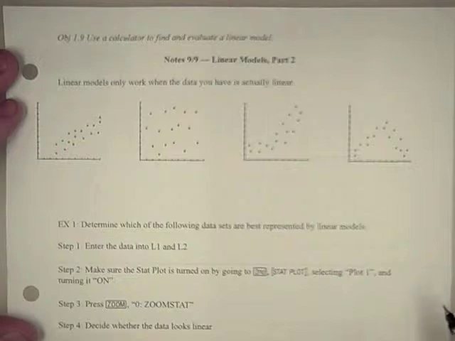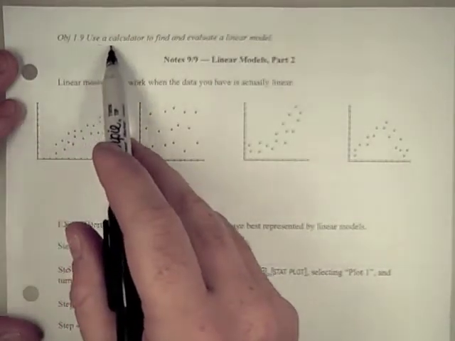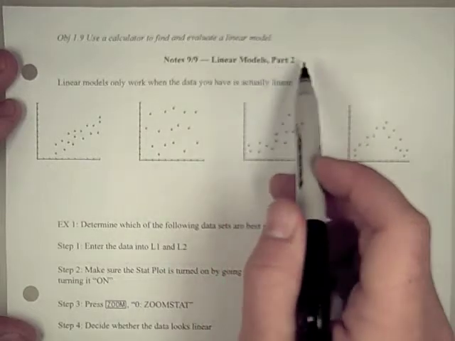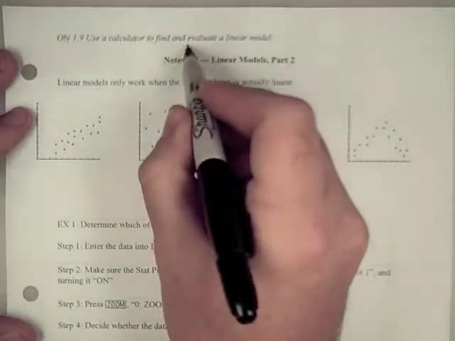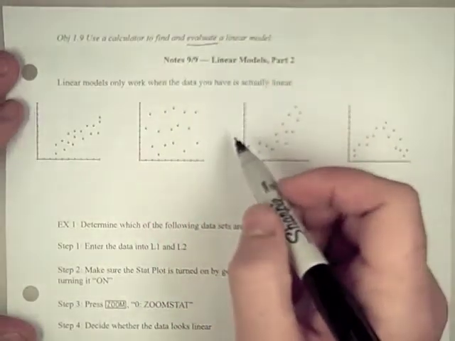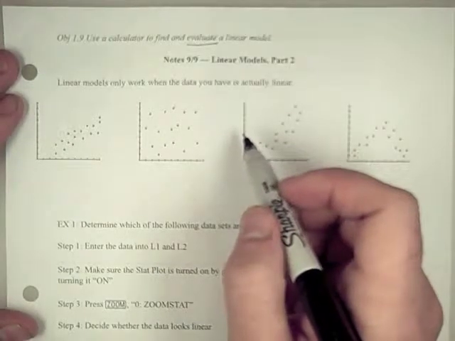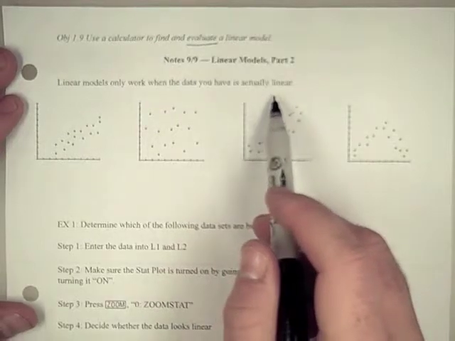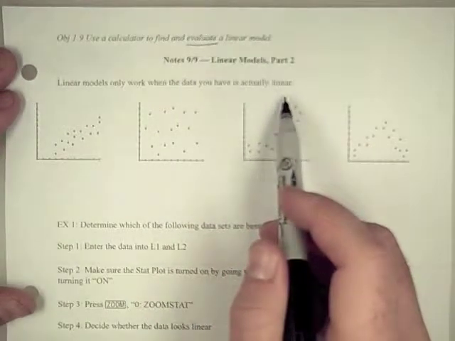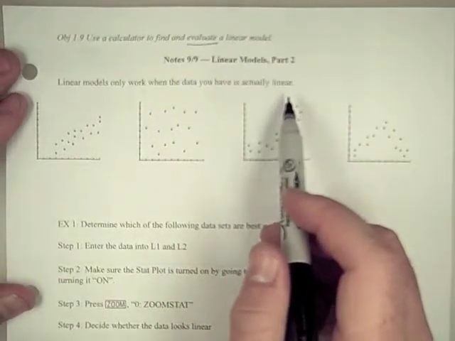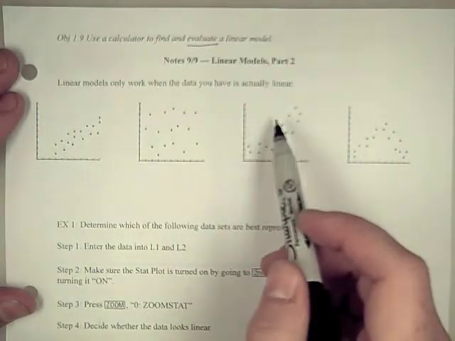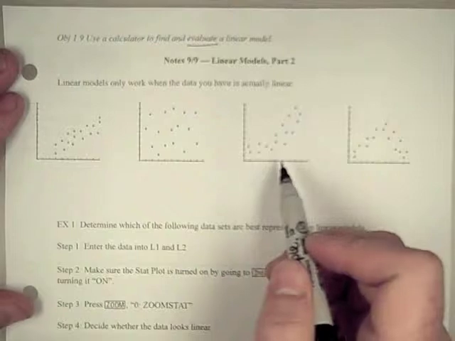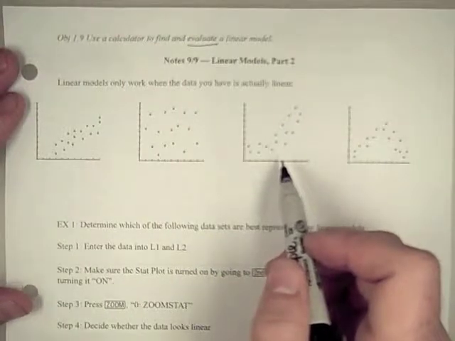These are notes for objective 1.9, use a calculator to find and evaluate a linear model, part 2. We're going to work on evaluating a linear model, meaning judging whether it's good or not. Linear models only work when the data that you have is actually linear. If the data is not linear, you can make a model of it, but not a linear model of it. And though the calculator will give you an answer, that answer will be meaningless because it's not actually linear data.